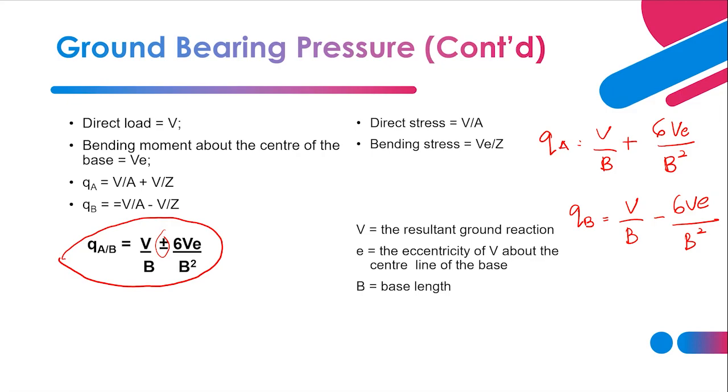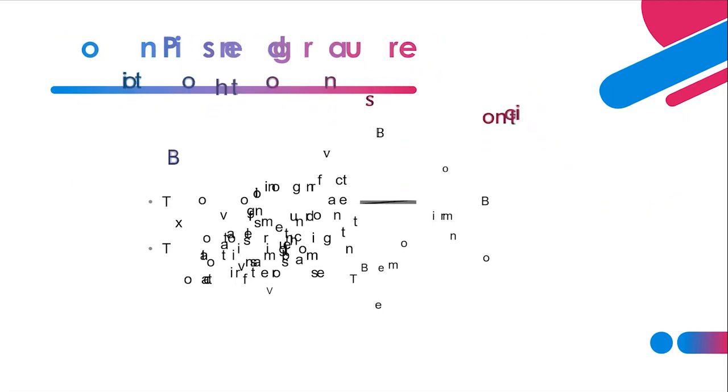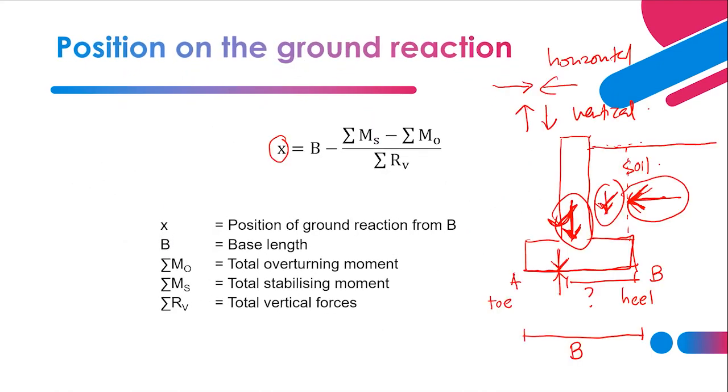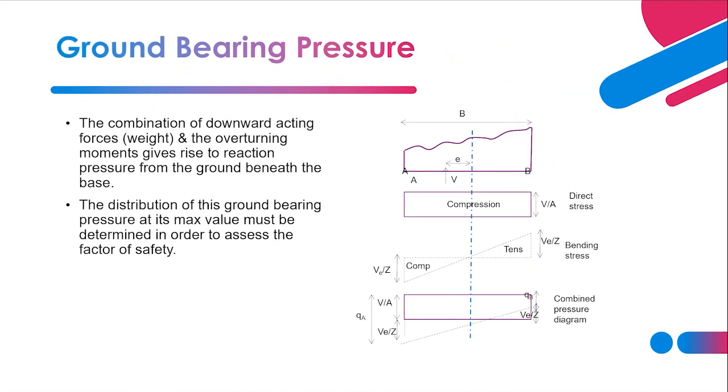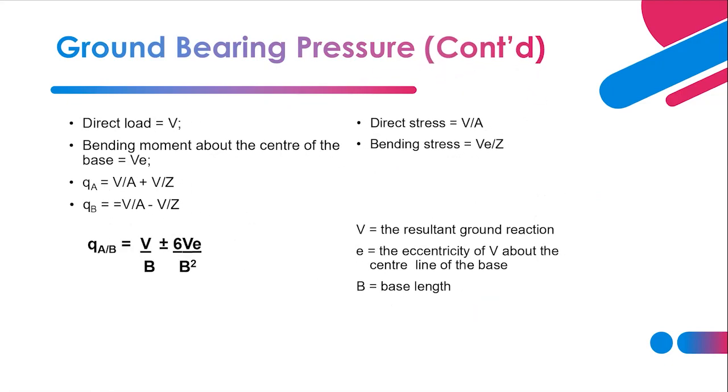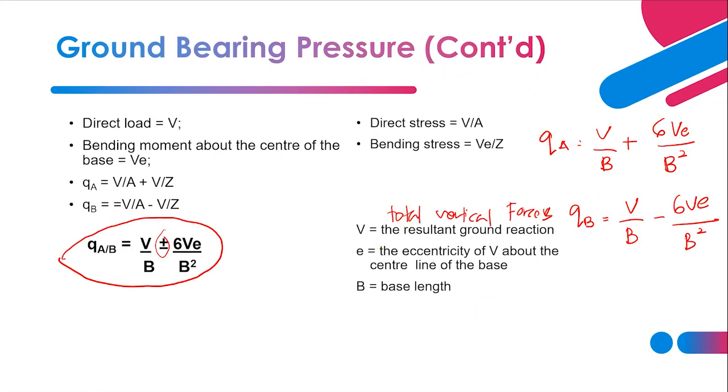V here means the resultant ground reaction, ataupun dia adalah kiranya total vertical forces, which is yang kalau you tengok dalam previous formula, we also call it as RV. This one total RV ni lah total vertical forces. V tu pun adalah benda yang sama, vertical forces juga. But here we call it as total resultant ground reaction. Sama je total vertical forces. Over B, so B is the base length. How much is dia punya panjang dia. Plus minus, so 6V ni benda yang sama.